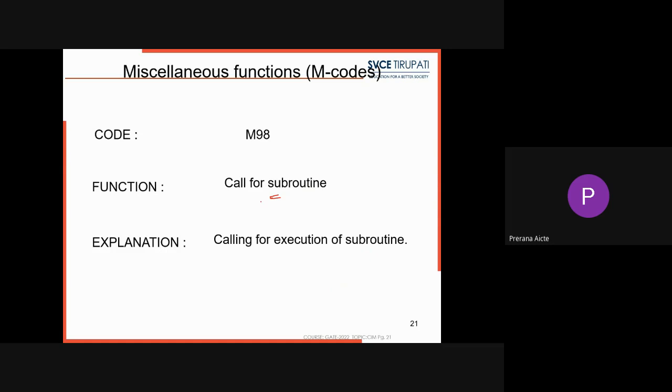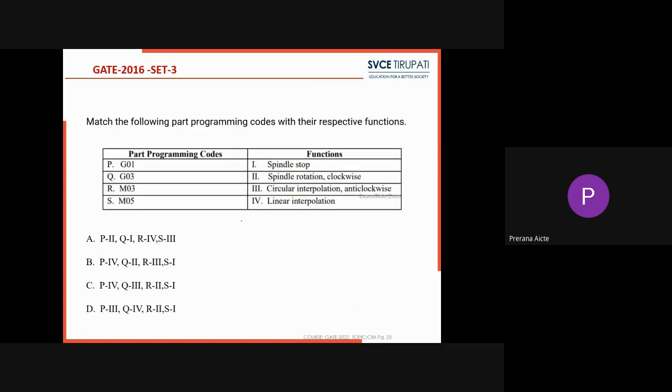G codes are nothing but preparatory codes, and M codes are nothing but miscellaneous codes, which are used in order to better the machining operation. Then let us see some of the GATE bits which were asked for 1 mark in previous question papers.